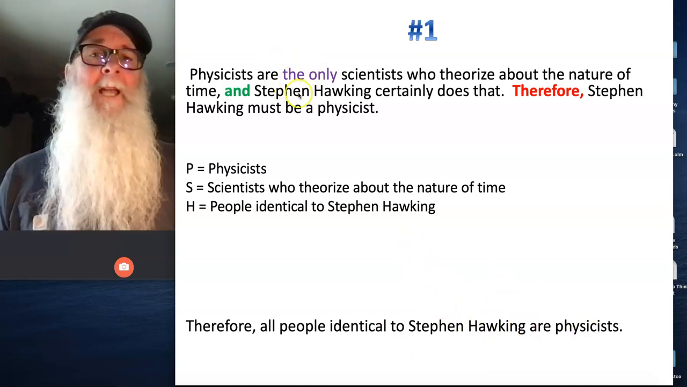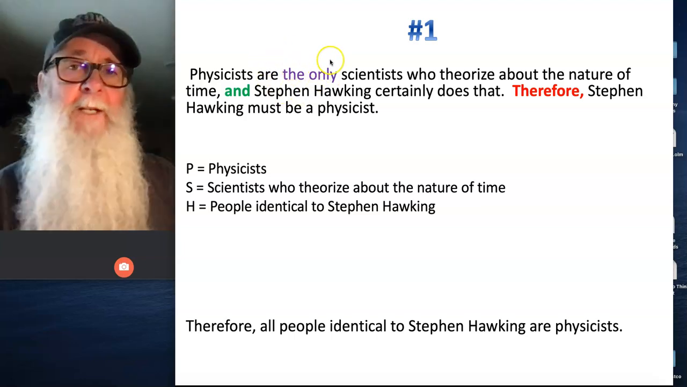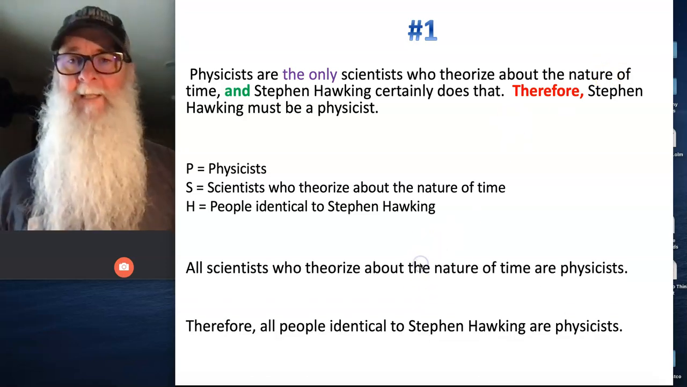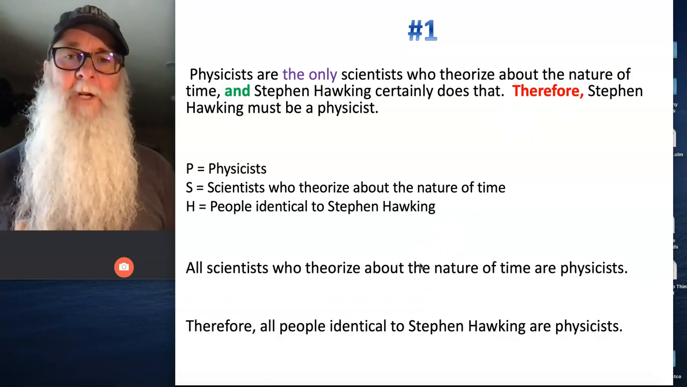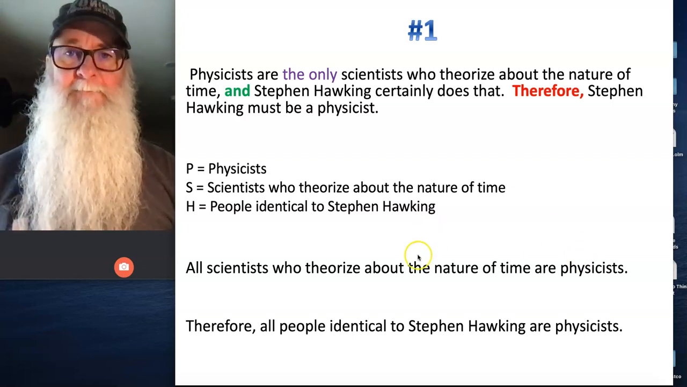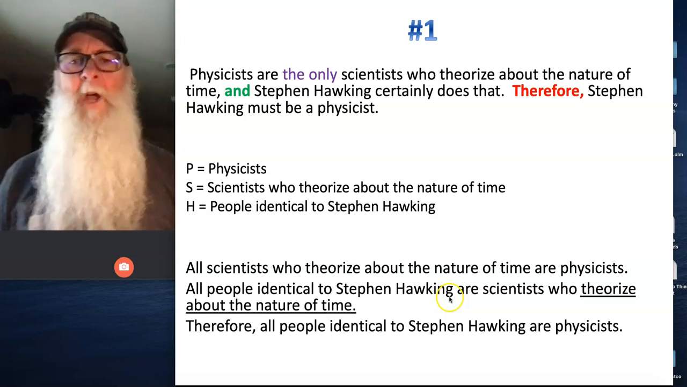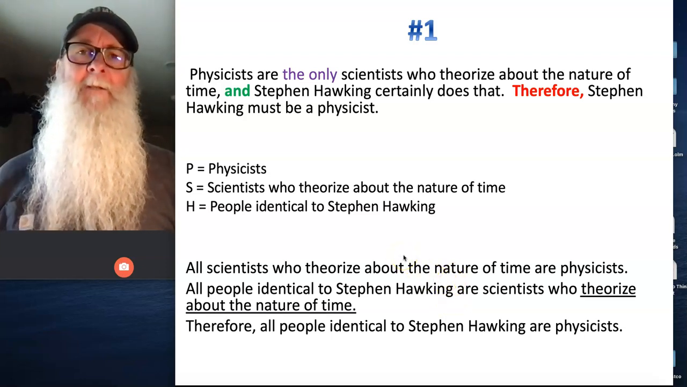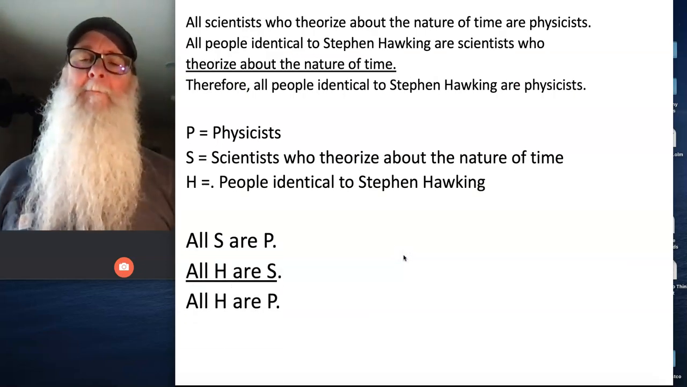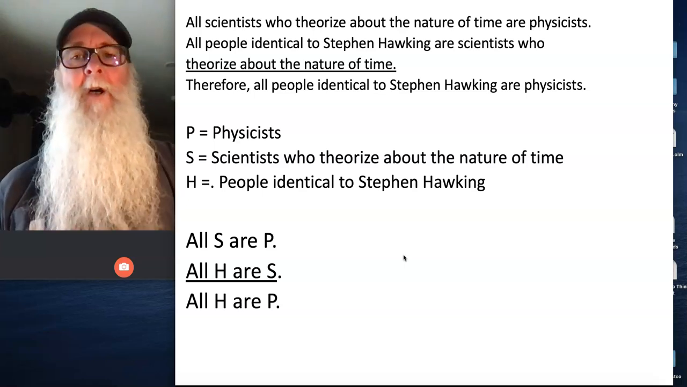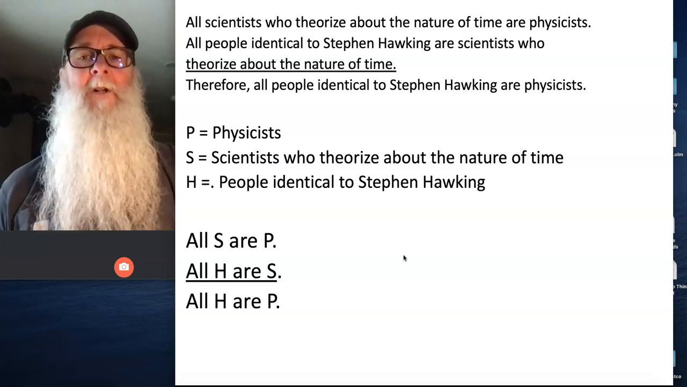And the first premise has a little important clue in it here. The phrase "the only." That tells me that whatever follows the phrase "the only" is going to be the subject term of my statement. So my first premise is: all scientists who theorize about the nature of time are physicists. And then my second premise is: all people identical to Stephen Hawking are scientists who theorize about the nature of time. So when I represent this argument symbolically using these as my terms, I have: all S are P, all H are S, therefore all H are P.